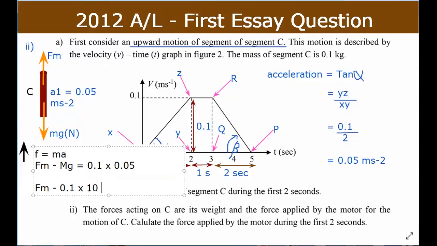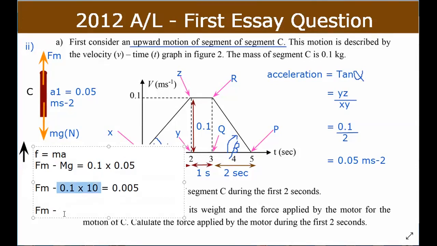So Fm minus mass of the object 0.1, g is simply 10. If you multiply this, what will you obtain? 0.1 into 0.05. Another decimal place will be added because of this 0.1. That's the only thing that happens. One more decimal point will be added and the final answer will be 0.005. That's it. So then Fm equals Fm minus 0.1 into 10. 0.1 into 10 is 1.